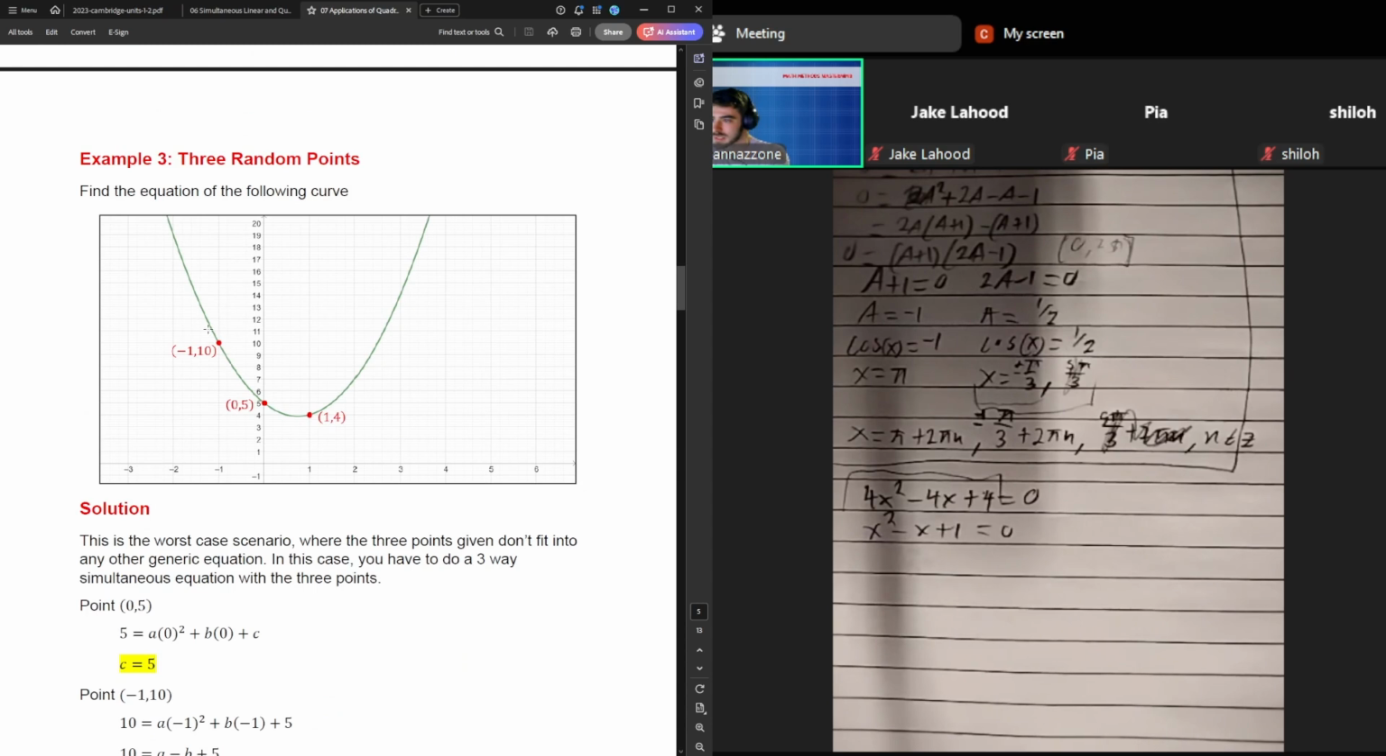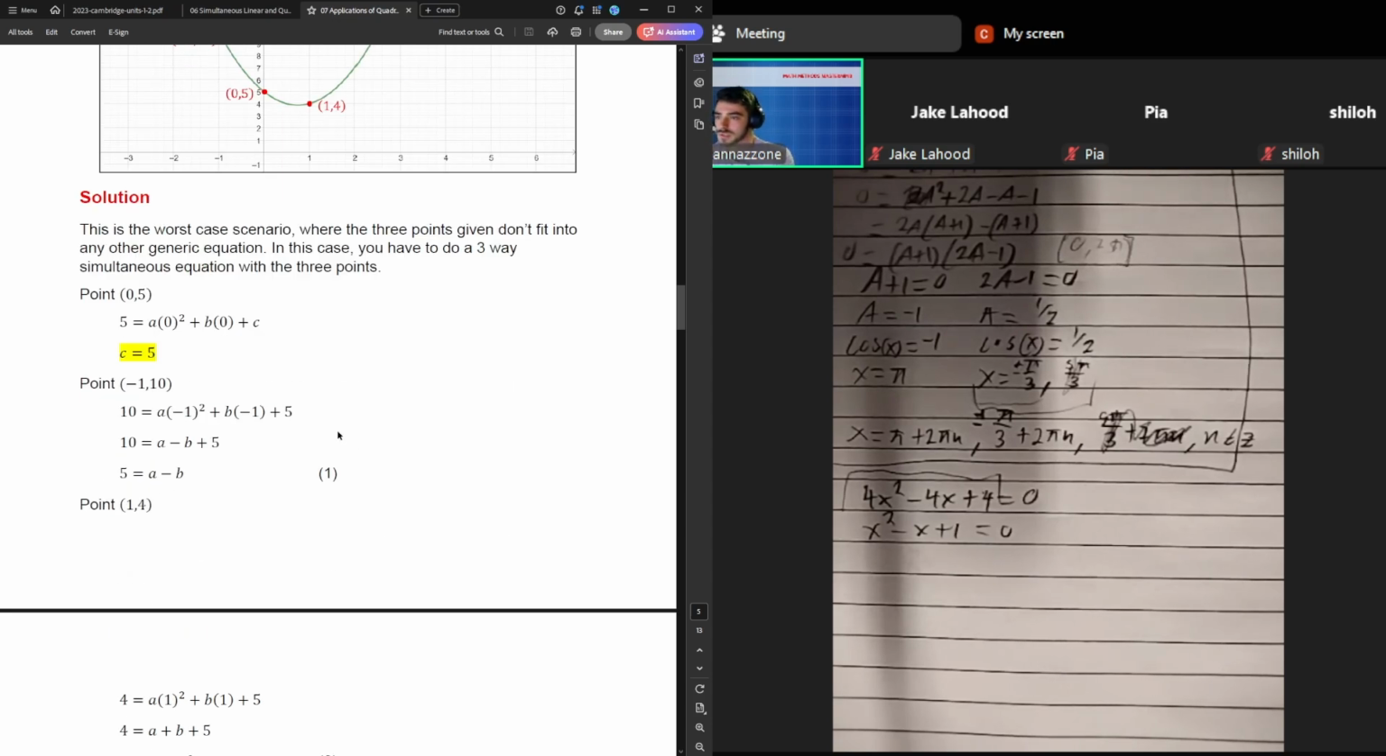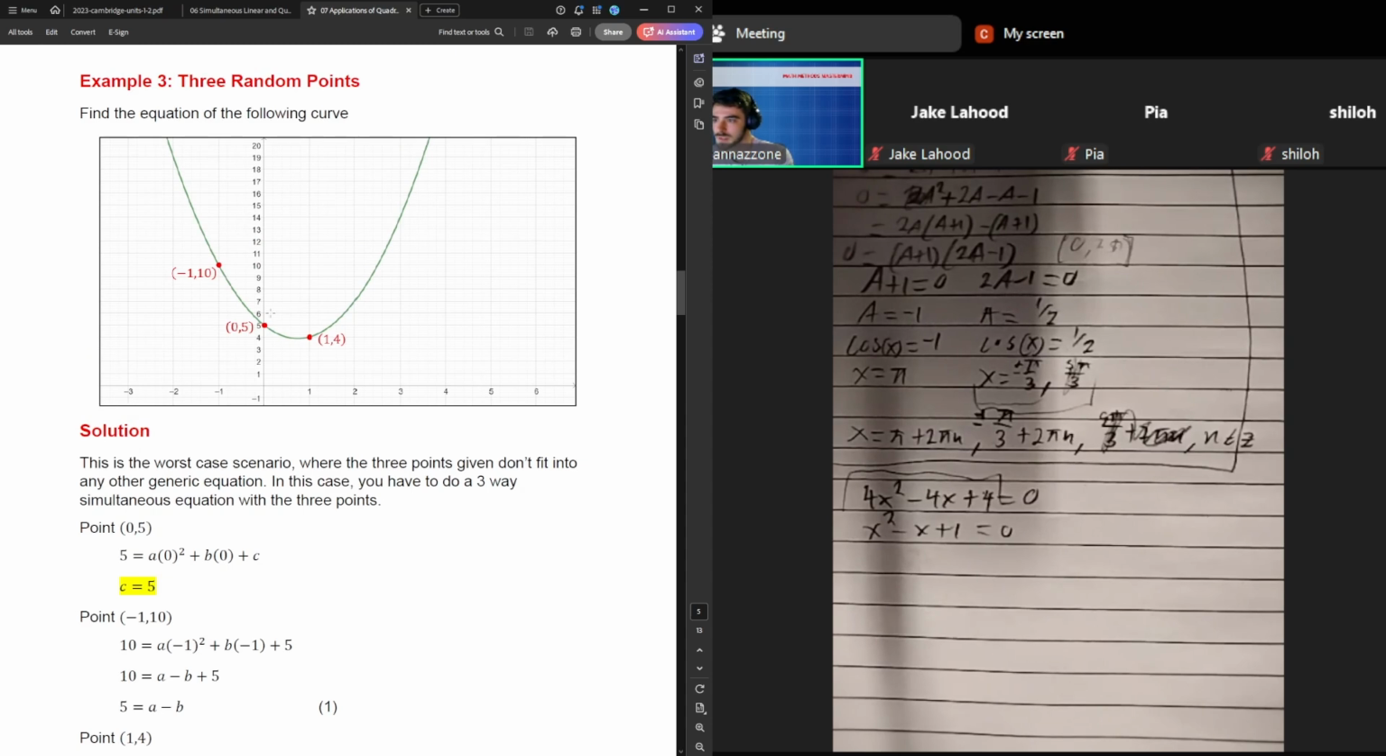This is what happens if you can't use any of the forms, so that's not quite a turning point, and you've got 2 other points in there. This is where you're doing a 3-way simultaneous. Usually they'll be nice to you, and they give you the y-intercept as one of your values. The reason why that's nice is because when you have your ax squared plus bx plus c, subbing in x equals 0 very quickly just gives you the c as the y value at that spot. So in this case, c equals 5.